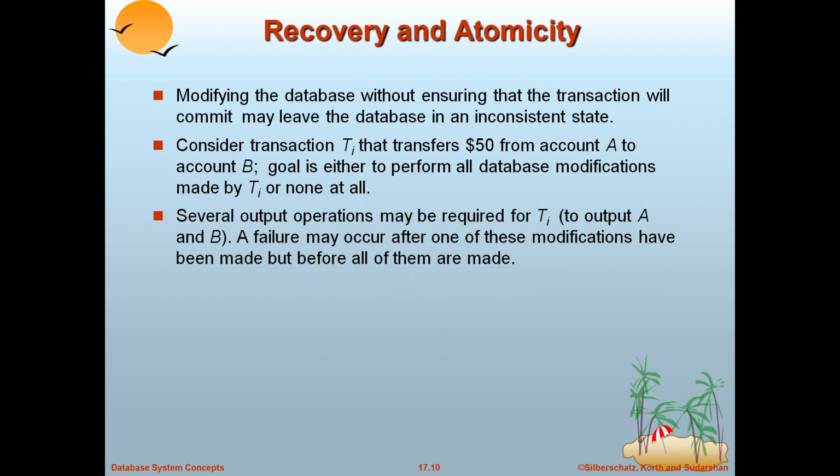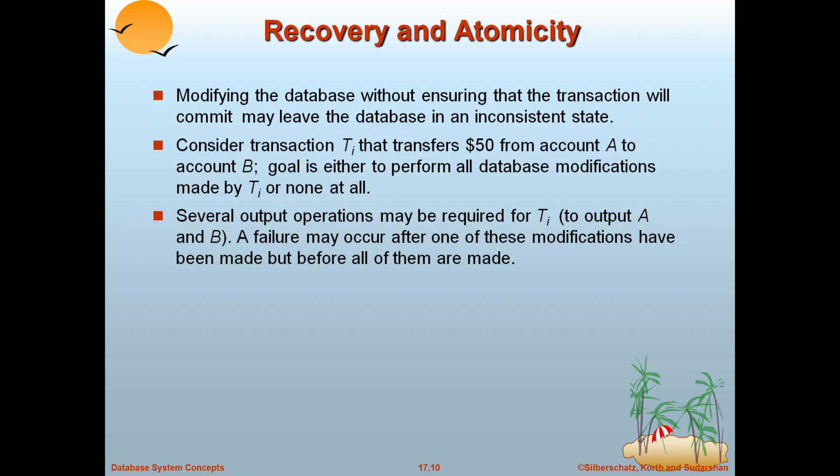Recovery and atomicity: modifying the database without ensuring that the transaction will commit may leave the database in an incorrect state. Assume we consider the transaction Ti that transfers $50 from account A to account B. The goal is either to perform all data modifications made by Ti or none. This is atomicity: either perform all or none. So our goal is either to perform all database modifications made by Ti or none at all.